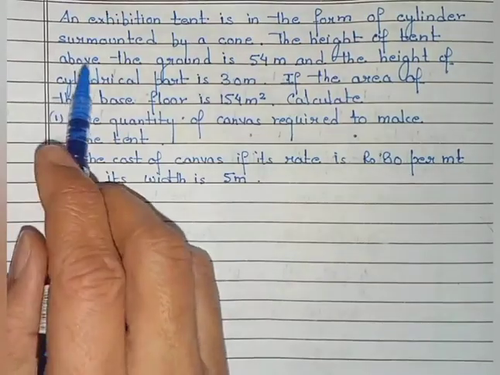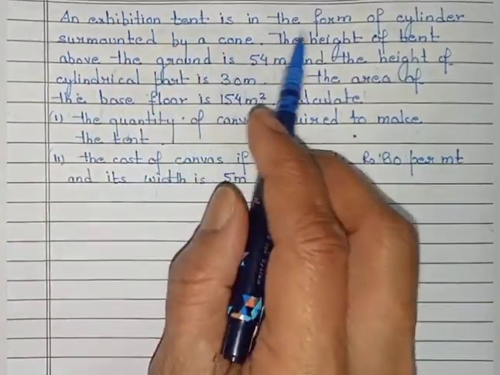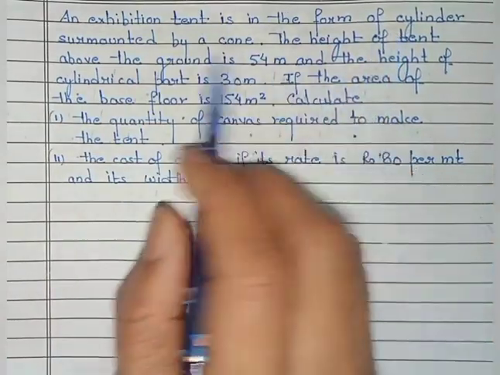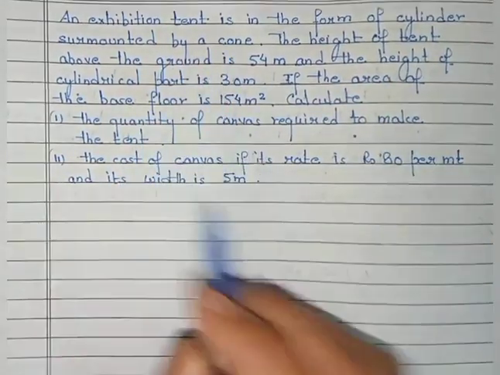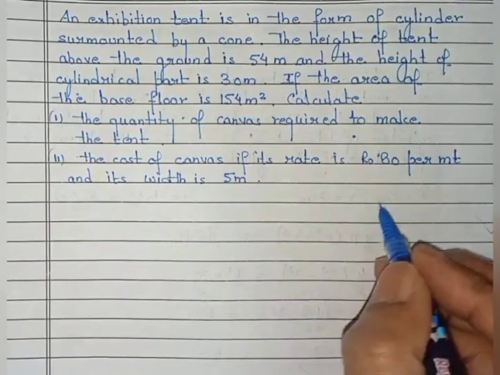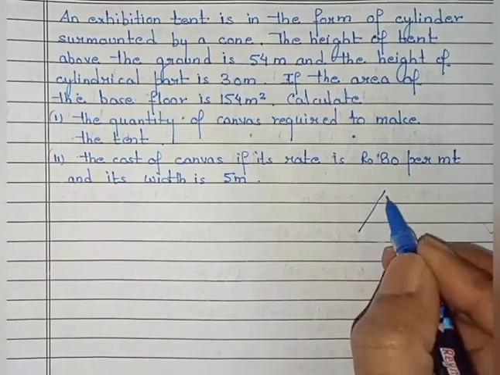Now the question says an exhibition tent is in the form of a cylinder surmounted by a cone. If we draw a rough sketch of it, it will be like this.